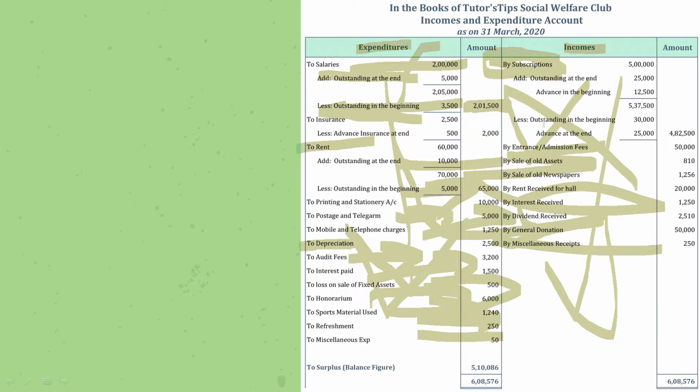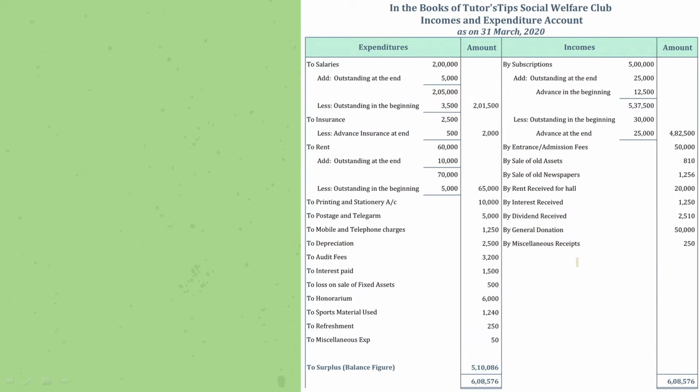So in this case, our incomes were more than our expenses, that is why we had a surplus, which we write here. But in case our expenses were more than our income, we would write deficit, which would be here. Is it clear? If not, then try to see all these things again, analyze them and relate them with the profit and loss account. I'm sure you'll be much clearer with the concepts.